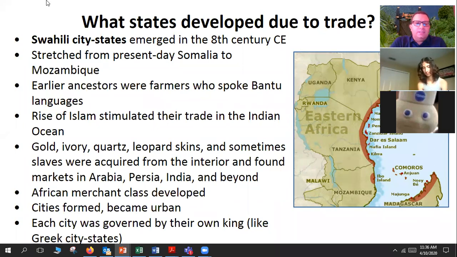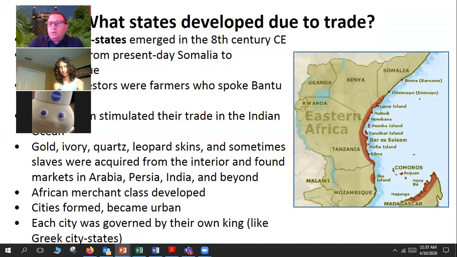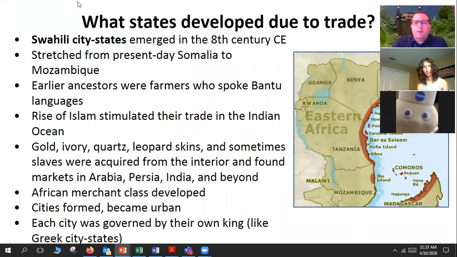Along the coast, you are going to have a whole series of these different cities sprout up, and you can see them on this map here, all the different cities. As I said, initially Bantu is what's going to be spoken there, but as the Muslims come in and develop more and more influence, you are going to start to see elements of Islam working its way in there.